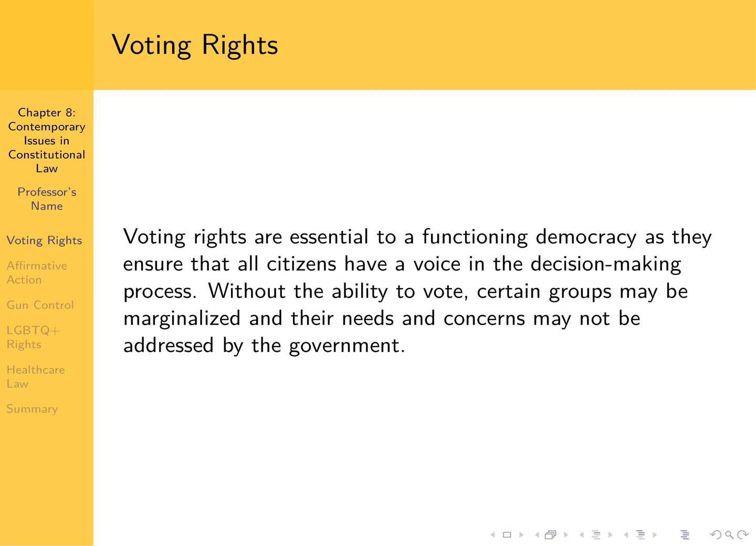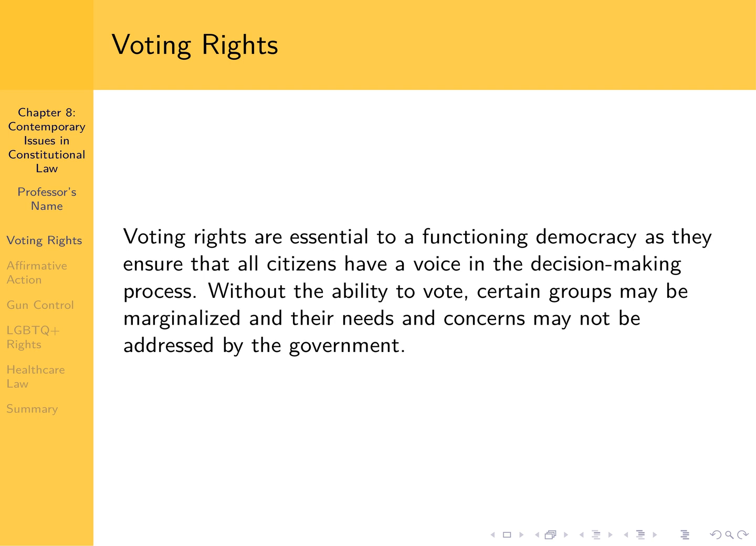Voting rights are crucial in a democracy because they ensure that all citizens have a say in how their country is governed. Without the ability to vote, certain groups may be marginalized, and their needs and concerns may not be addressed by the government. The Voting Rights Act of 1965 in the United States was a significant law that aimed to overcome barriers preventing African Americans from voting, thus protecting the rights of marginalized groups and ensuring their voices are heard in the political process.